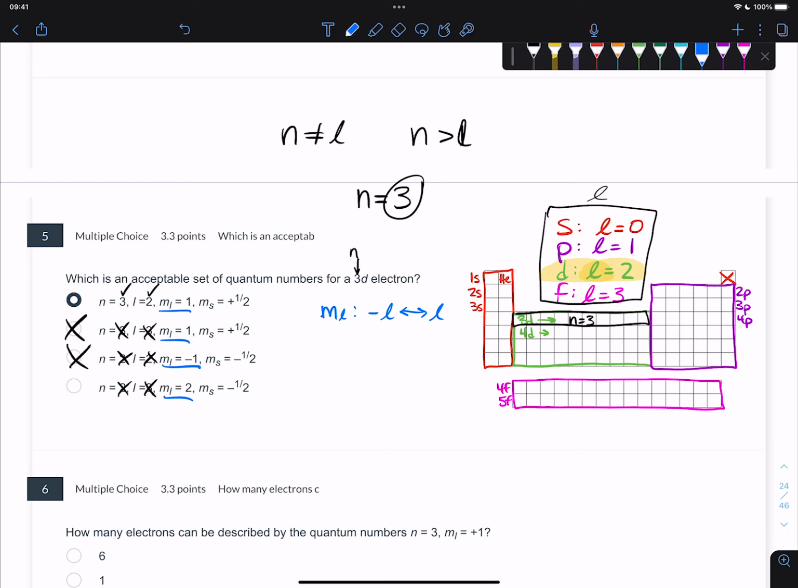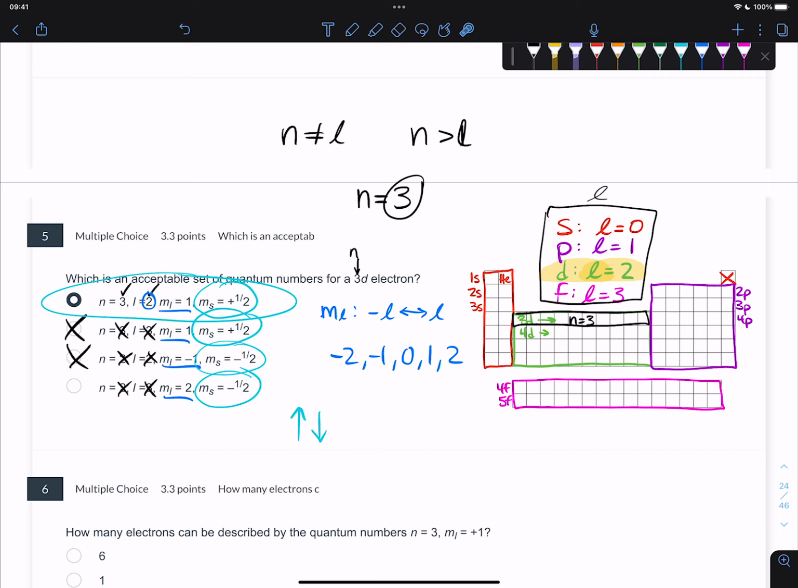So if L is 2, remember L can't be the same as n, it has to be 1 less or less. But if L is 2, that means that ML takes the range of -2, -1, 0, 1, and 2. And then, of course, MS, which is the one over here, tells you whether it's an upspin electron or a downspin electron. Those only can take the values of +1/2 or -1/2. So the only one that makes sense here is the first one.